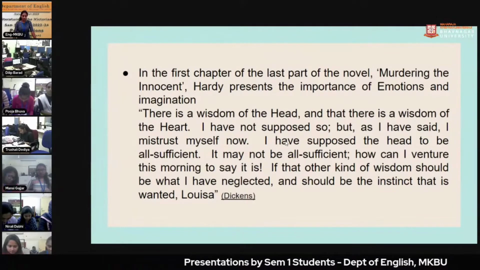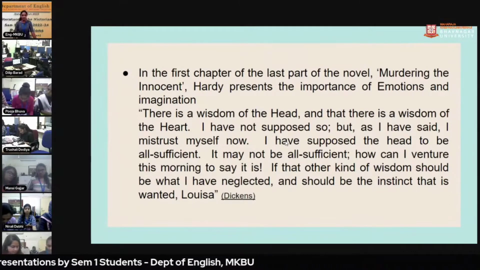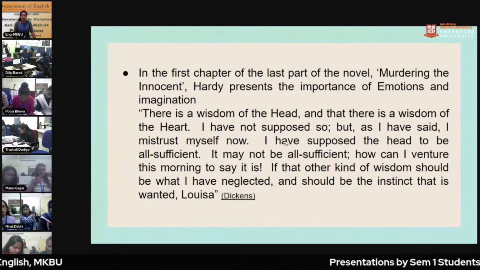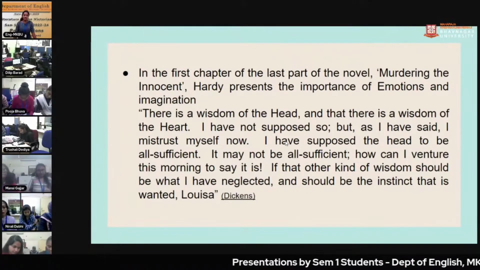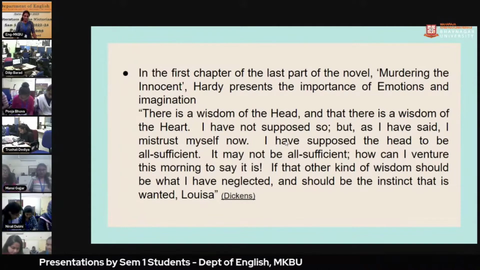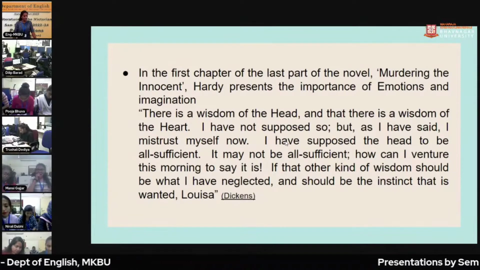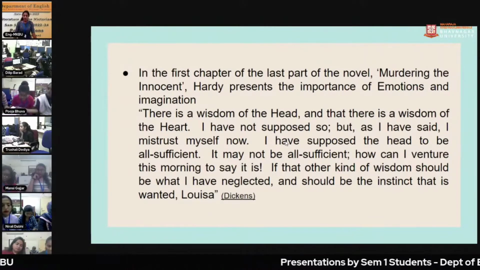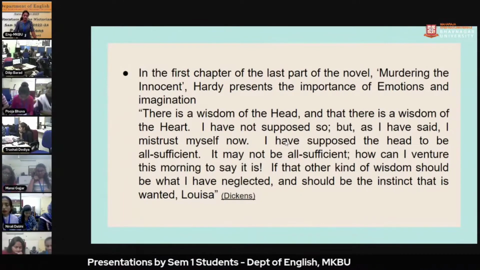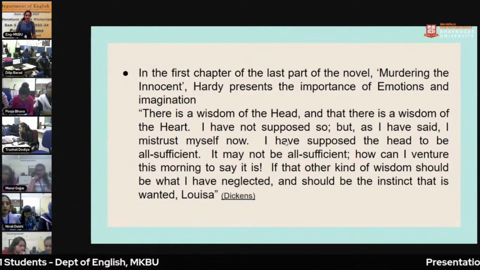imagination. I have quoted the line from the novel: "There is a wisdom of the head, and there is a wisdom of the heart. I have not supported so, but as I have said, I mistrust myself now. I have supposed the head to be all sufficient. It may not be all sufficient. How can I venture this morning to say it is? If that other kind of wisdom should be what I have neglected and should be the instinct that is wanted, Louisa." So he now realizes that only the head can't work in your life.